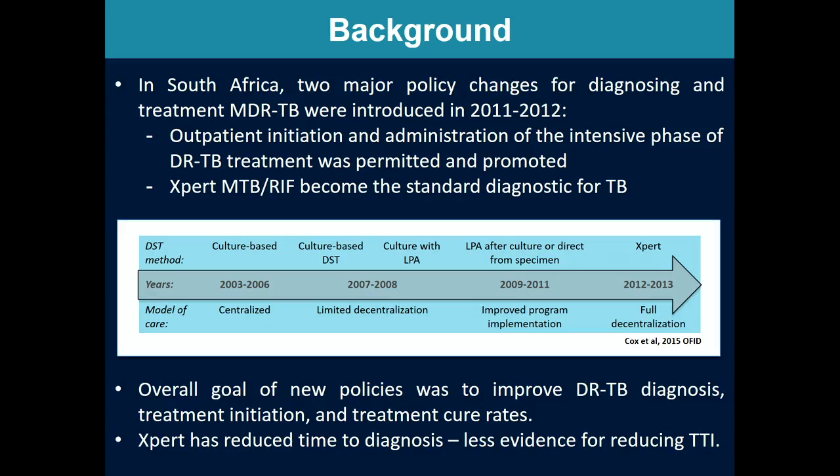Prior to 2011, all RIF-resistant TB in South Africa was treated at inpatient facilities for the duration of the intensive phase of treatment. On average, this is approximately 6 months. Time from sputum collection to inpatient admission ranged from 10 to 16 weeks, and approximately 40% of patients died before starting treatment. In response to this, the South African government implemented 2 major policy changes in 2011 and 2012.